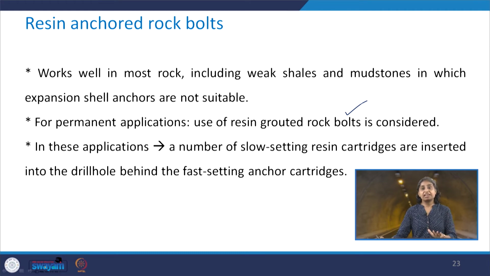In these applications, a number of slow setting resin cartridges are inserted into the borehole, or the drill hole that you have made for the purpose of installing the rock bolt. And these slow setting resin cartridges are put behind the fast setting anchor cartridges.